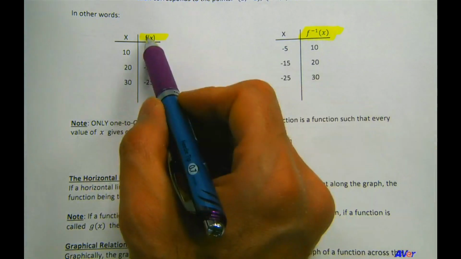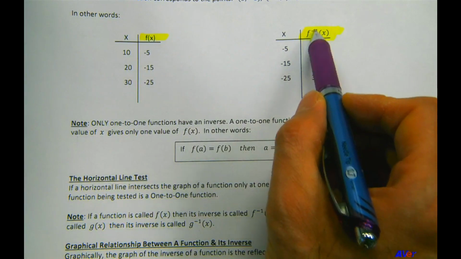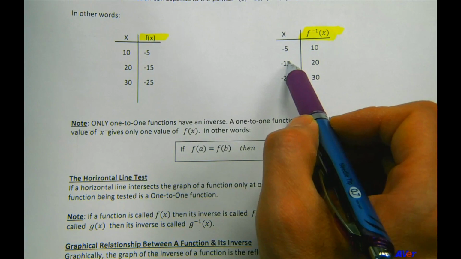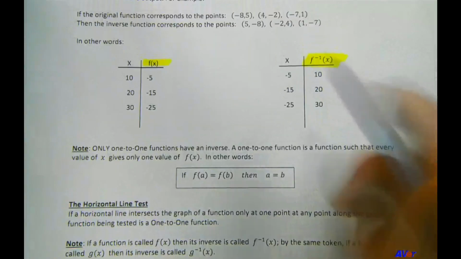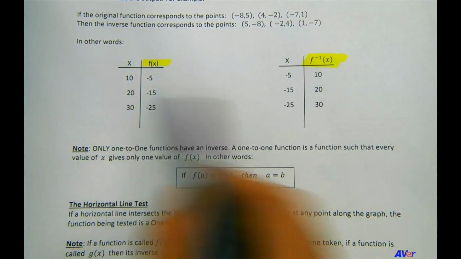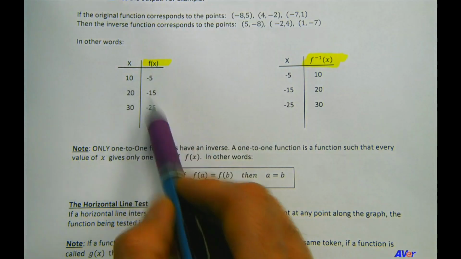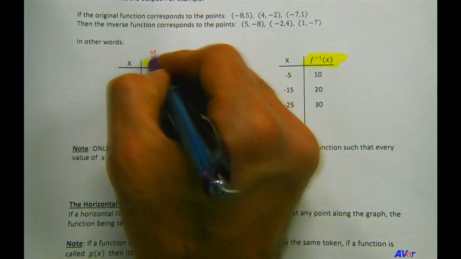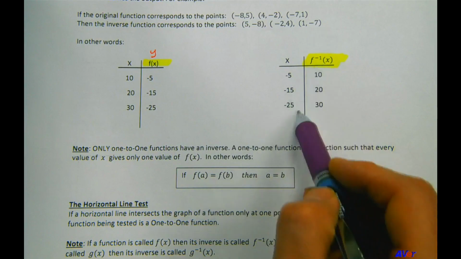If the original function was g of x, we will call the inverse function g inverse of x. Okay, so that's the notation. Now compare once again, as before, with these pairs of points, compare this table with that. Notice how the roles of x and y are switched when we have the inverse function.